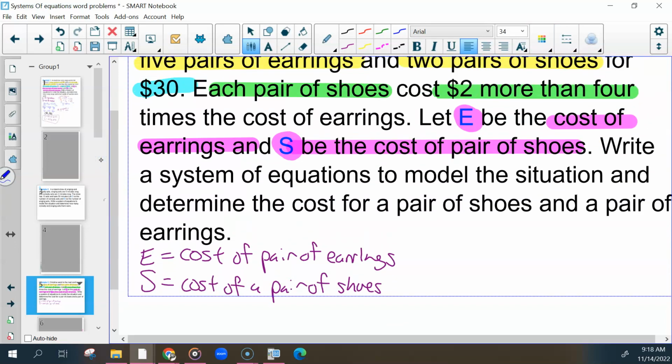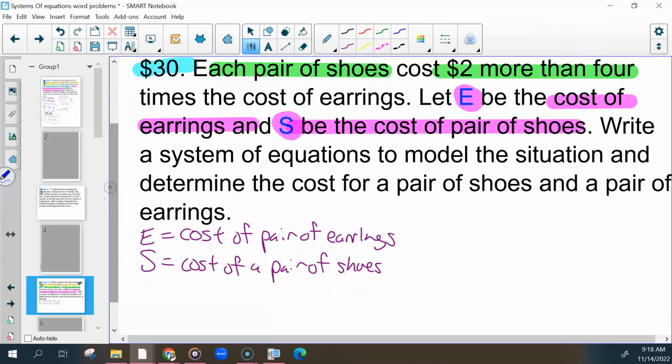This one's going to be written a little bit differently because it's specifying something about the pair of shoes. It says each pair of shoes costs $2 more than 4 pairs of earrings. So we're going to start off with E equals 2 more than 4 times the cost of earrings. How would we write that?